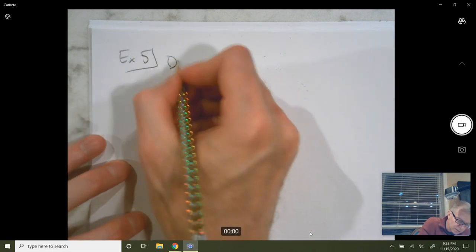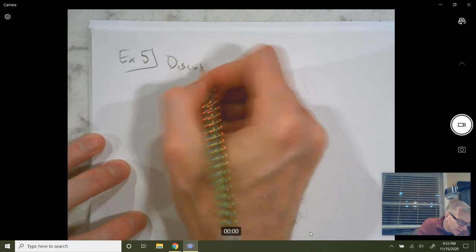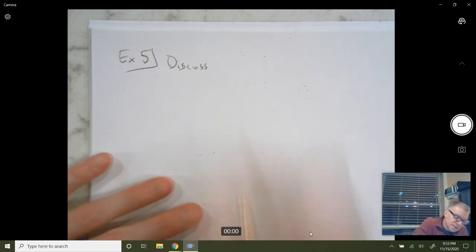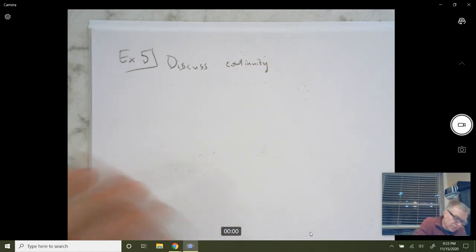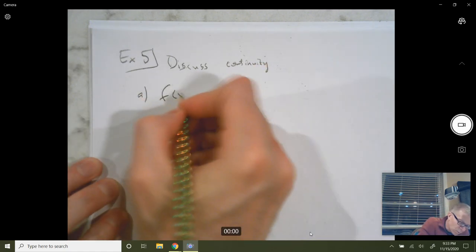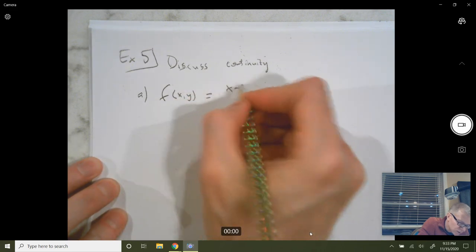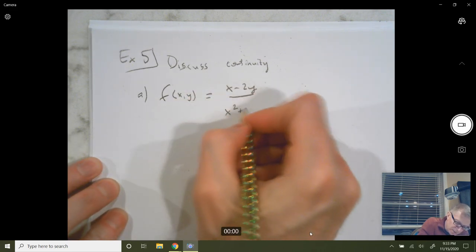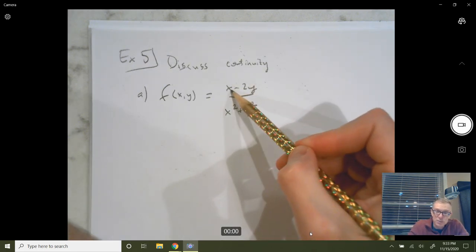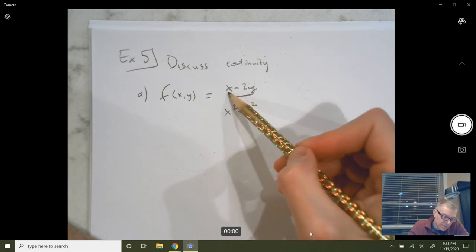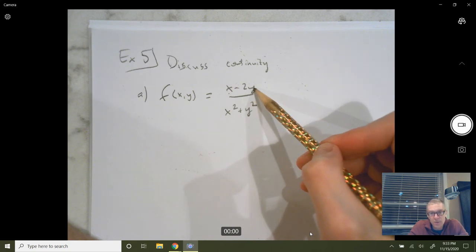And we discussed this a little bit. So if you understand continuity, you can stop now and get started on the problems. But discuss the continuity of these two functions. A, f of xy equals x minus 2y over x squared plus y squared. This is like the one I talked about when I discussed continuity in one of our earlier examples, I think example number 2. The function f of xy equals x is continuous. That's a polynomial function.